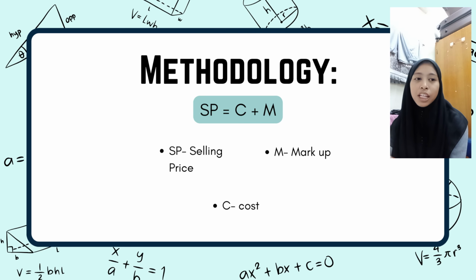Methodology: SP equals C plus M. SP is selling price. Selling price is the price at which merchandise is sold. M is for markup. M is the difference between the selling price and the cost. C is cost. C is the amount paid for merchandise when it is acquired.